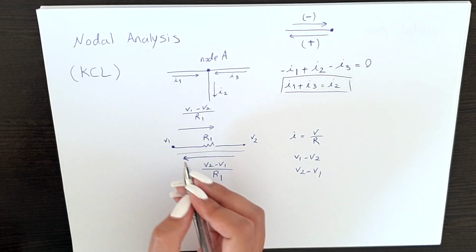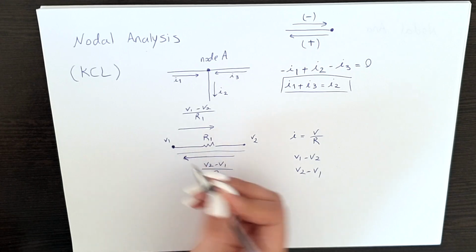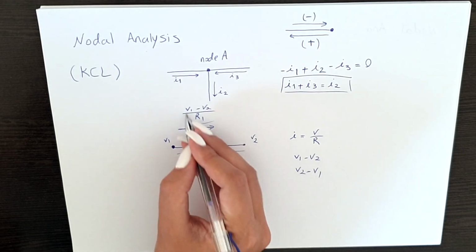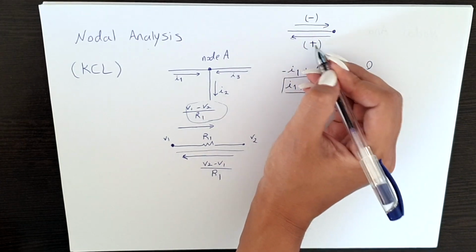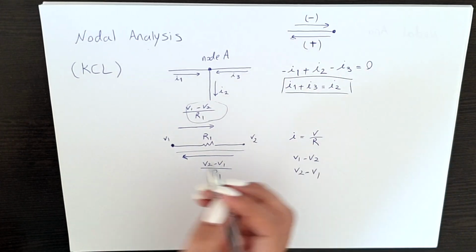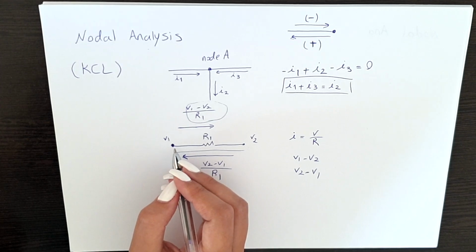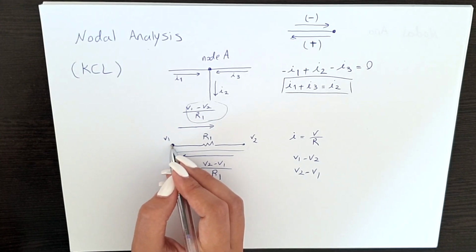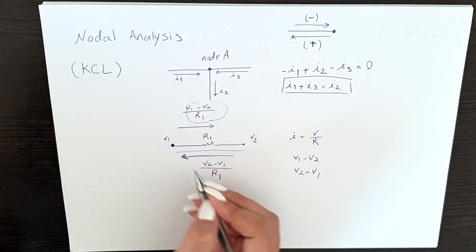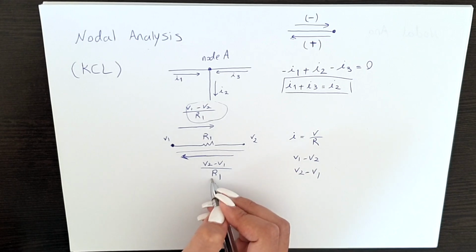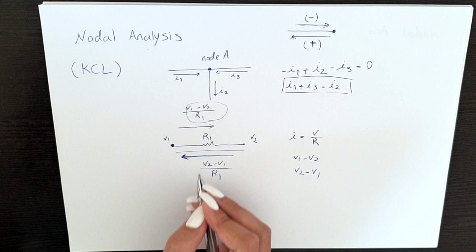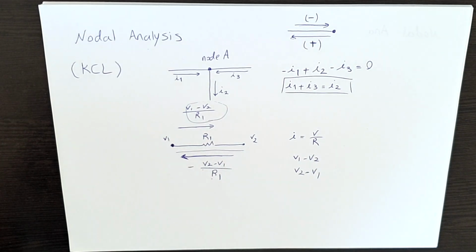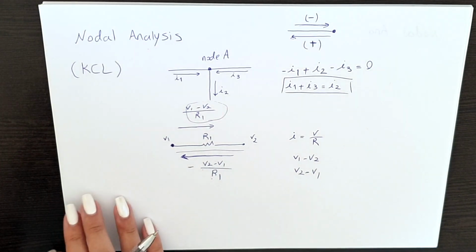So if we are considering it from node V1, we can use this one, and because it's coming out of the node, it's plus. Or if we are using the same node but we want to use this current, V2 minus V1 over R1, because it's going to the node, we just have to add a minus sign to it. That's all we need to know for now.